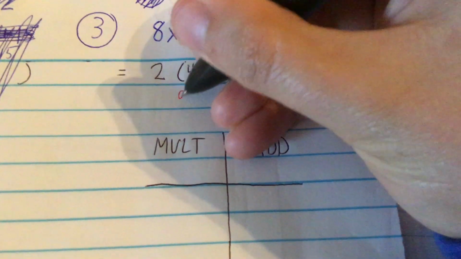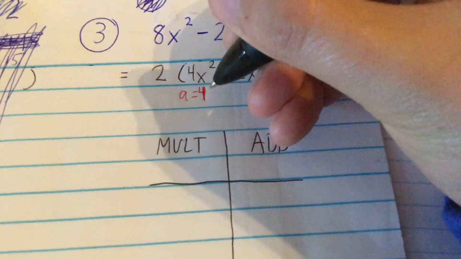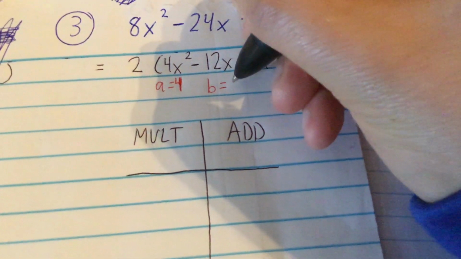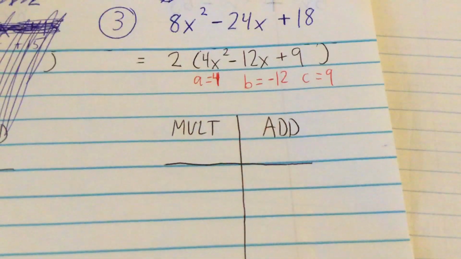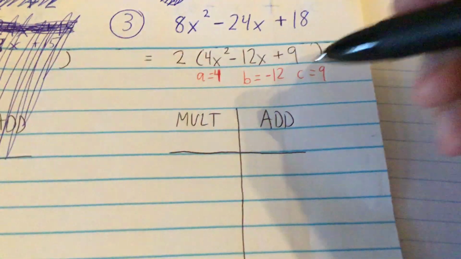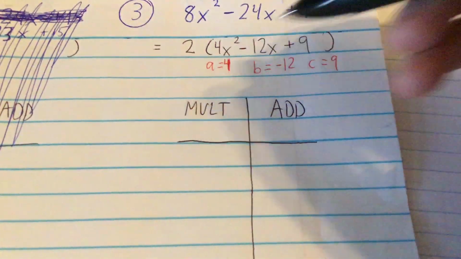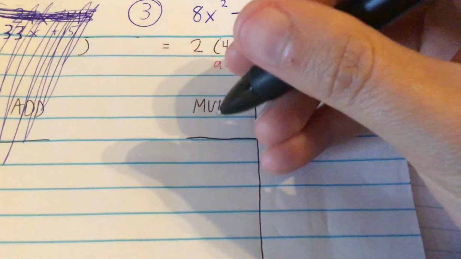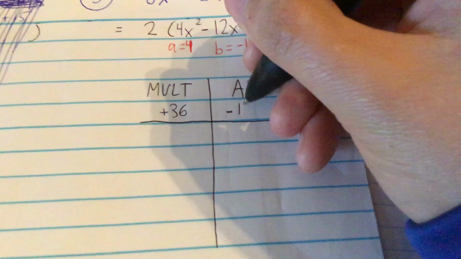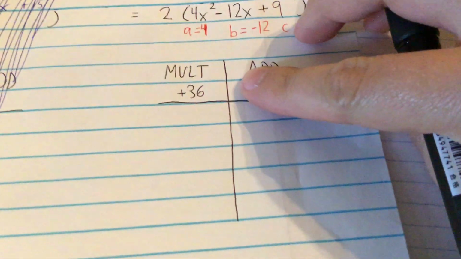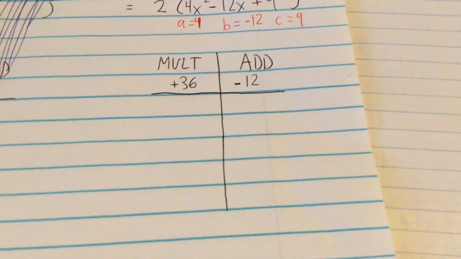So now I got to get creative and make this A equals positive 4, B equals negative 12, and C equals positive 9. So now I need to figure out what multiplies to AC and adds to B. My A is 4, my C is 9. So my AC is 4 times 9, or positive 36. But my B is negative 12. So if I look at this, it could either be positive times positive or negative times negative. But since it adds to a negative, it has to be the negative-negative combination.